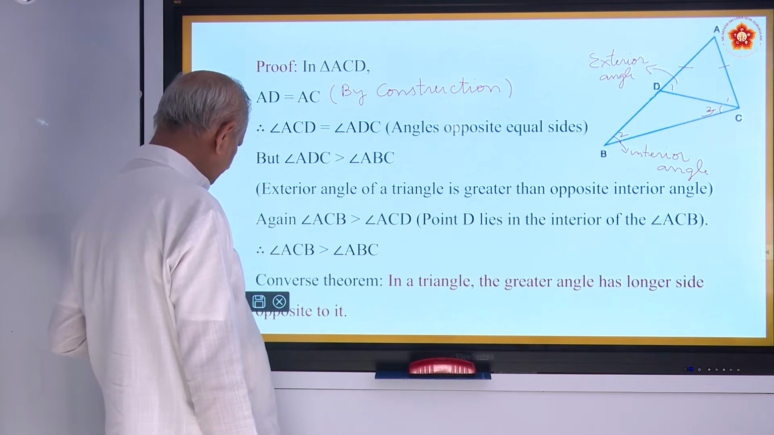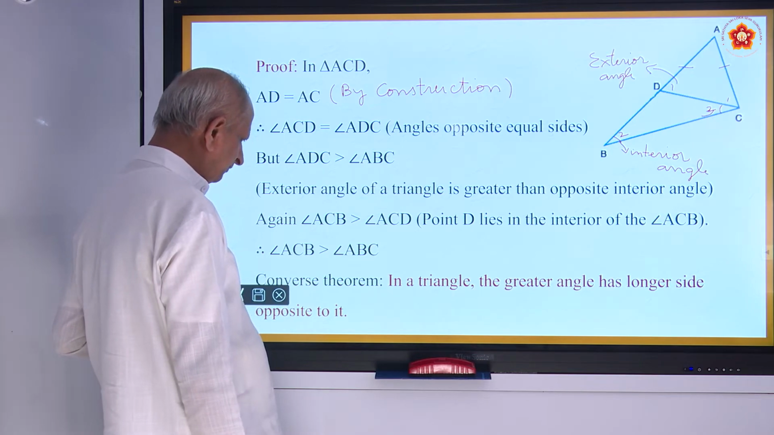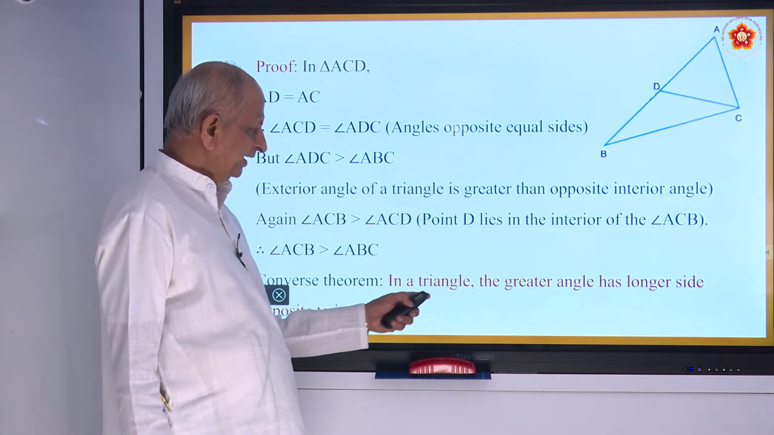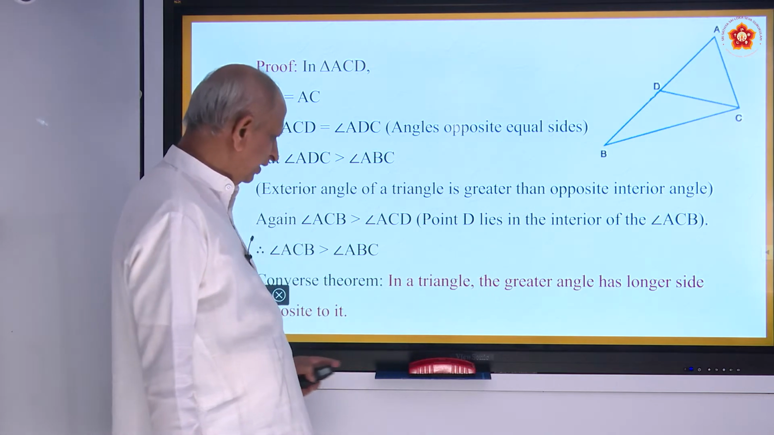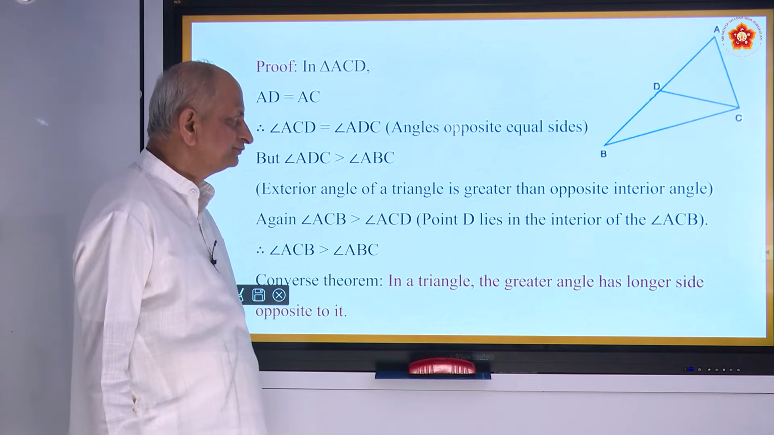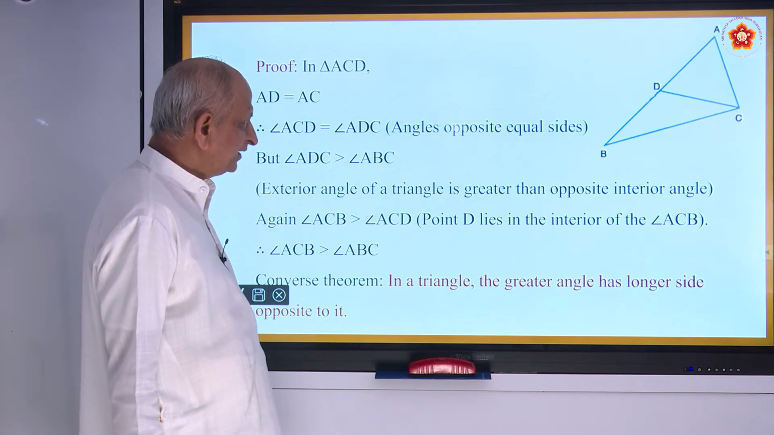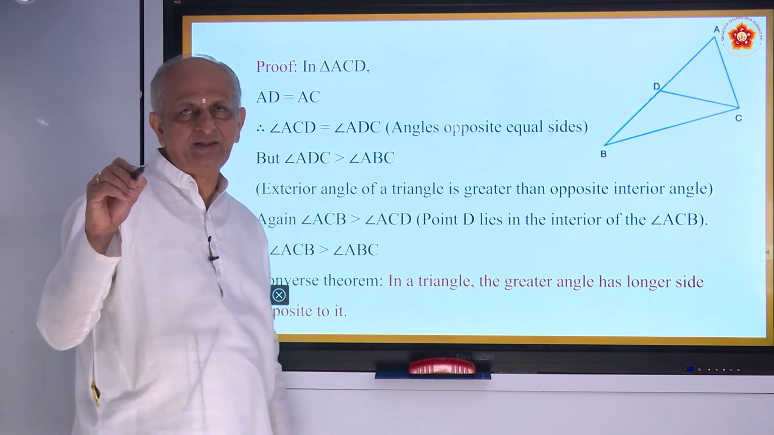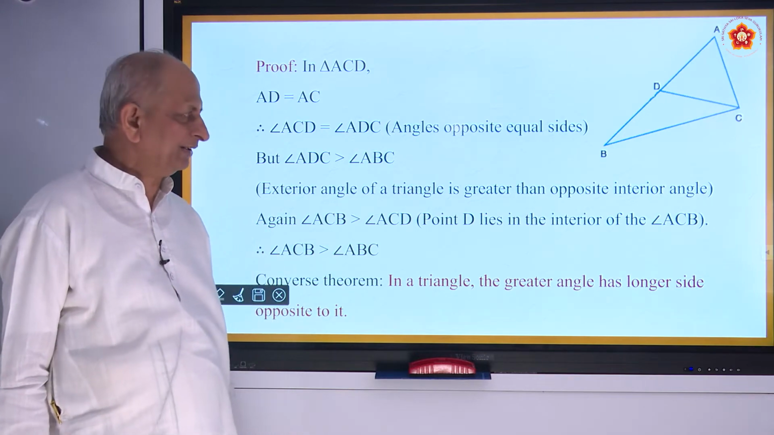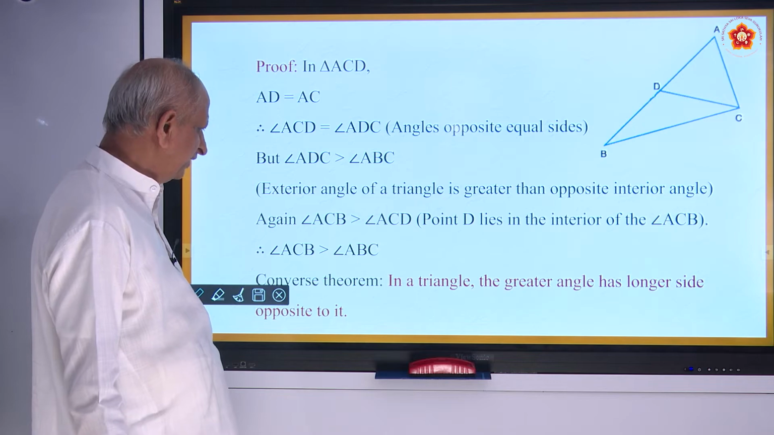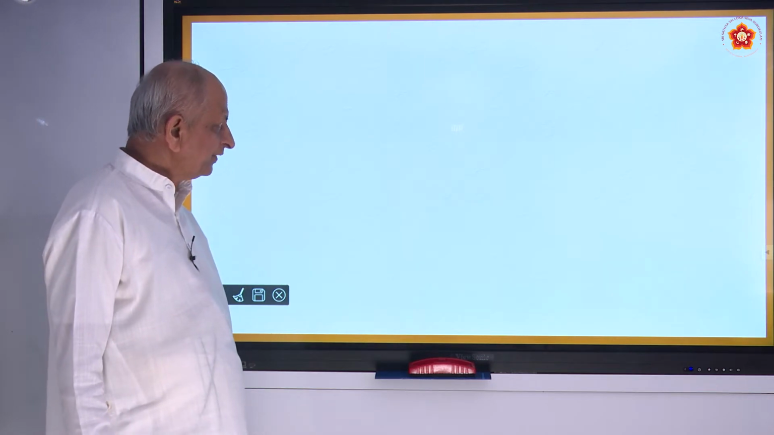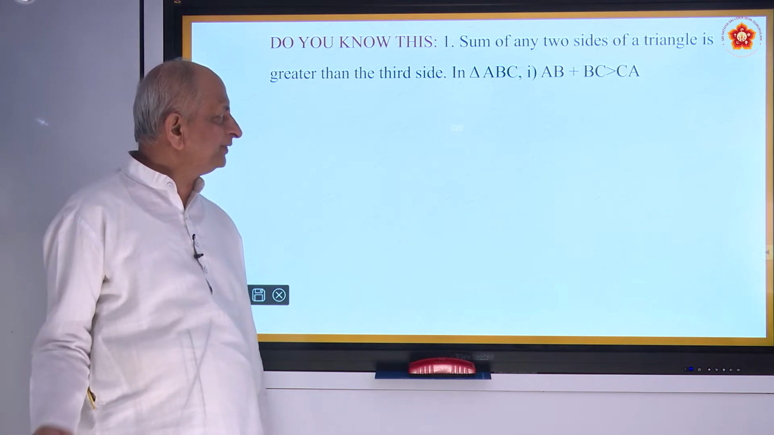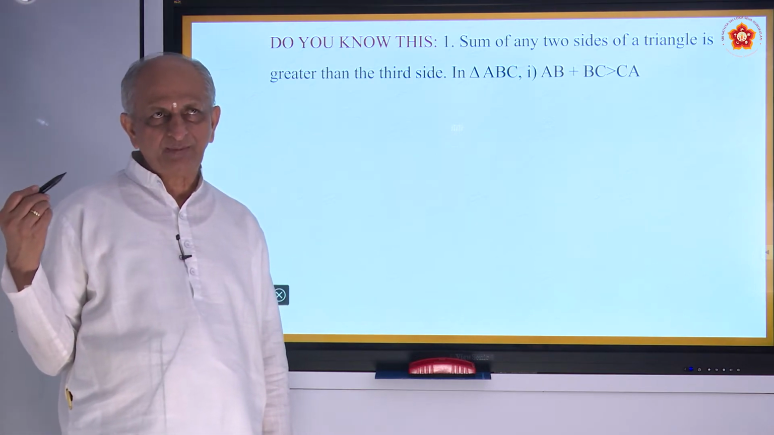So the converse is also true. What is the converse theorem? Converse says in a triangle, the greater angle has a longer side opposite to it. So if the angle is greater, the side opposite to the greater angle is more than the side opposite to the smaller angle. That is called the converse theorem. So for every statement you will have a converse. Okay. So from this what you can make out, we have got some results.